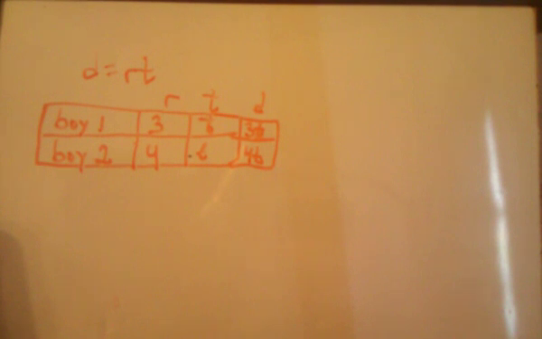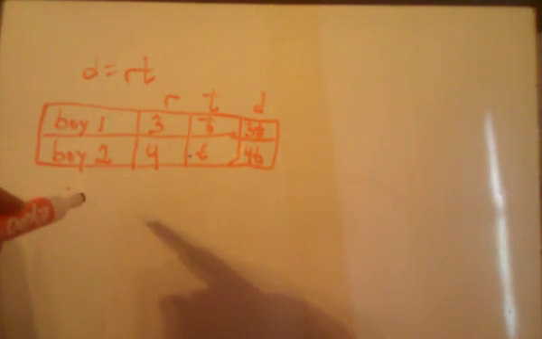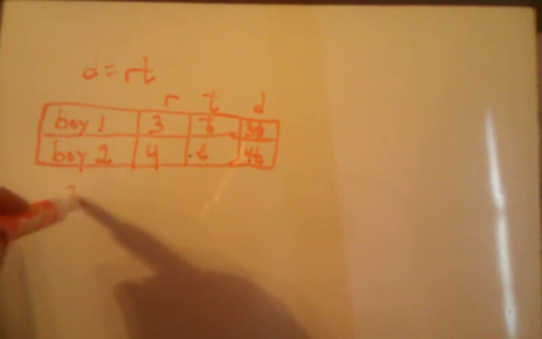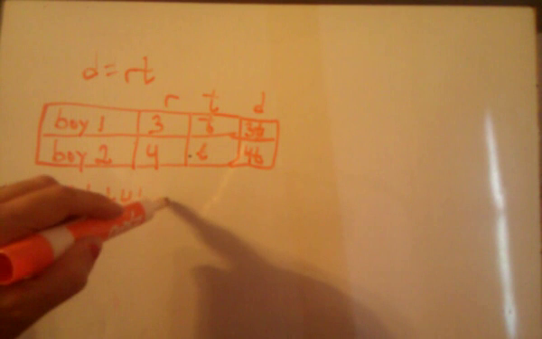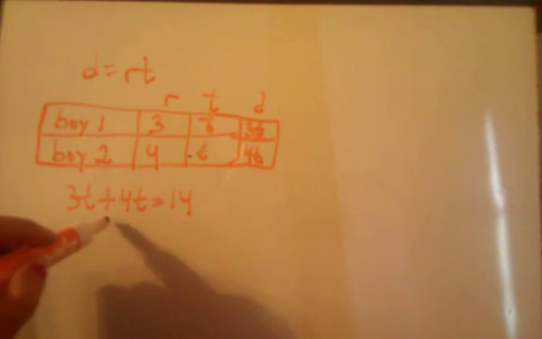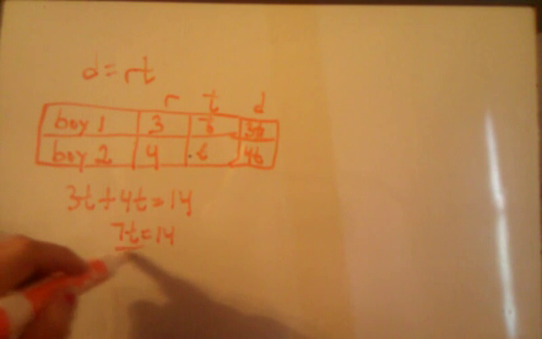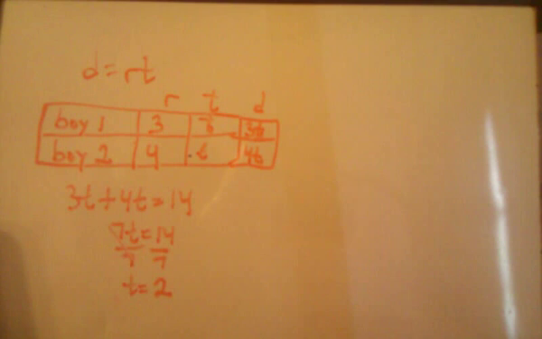Okay? Now let's look at this. The distance, it says they're 14 miles apart, right? So it has to equal 14. So let's add my distance. 3t plus 4t equals 14, because they're 14 miles apart. I know the distance. Okay, now let's solve it. 3t and 4t is 7t equals 14. Divide by 7, t equals 2.